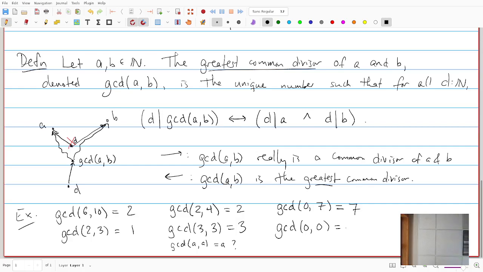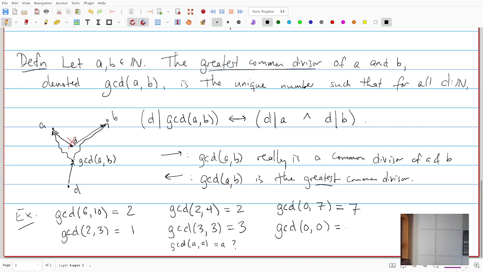But really anything divides 0, right? Like 5 divides 0 because 5 times 0 is 0. So 0 would be a common divisor of these, but so is 1, so is 2, so is 17, right? Any number is a common divisor of 0 and 0. So what's the greatest common divisor?